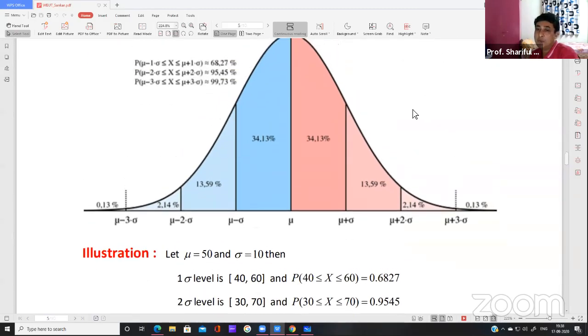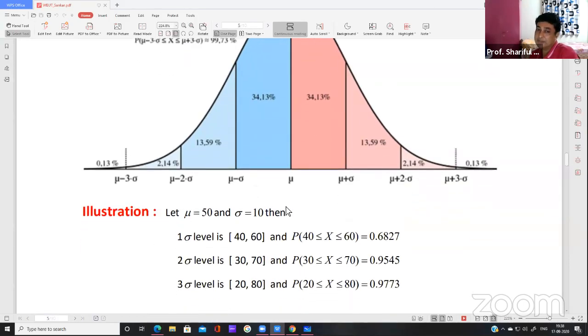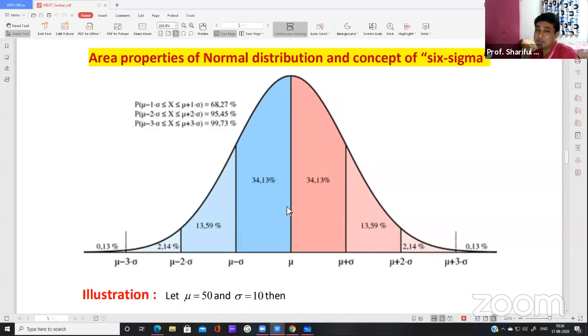So in any kind of normal distribution curve, whatever the value of mu, there is a 1 sigma level, 2 sigma level, 3 sigma level. What is the 1 sigma level? Basically, before this, let me clarify what we are trying to do with any kind of statistical data. Before describing this concept, let's quickly go through a review.